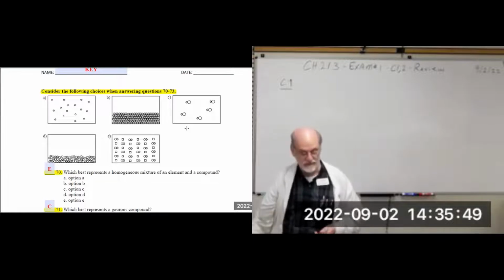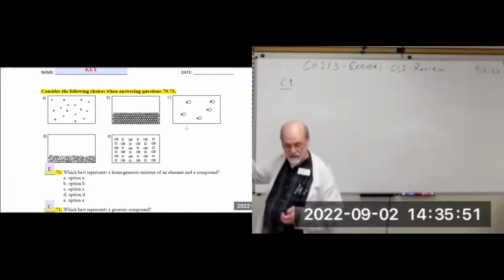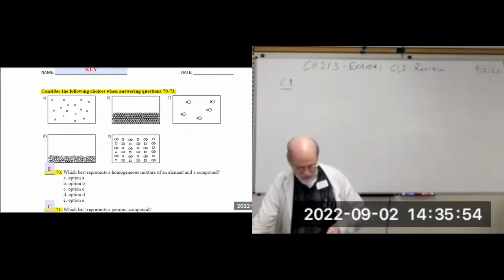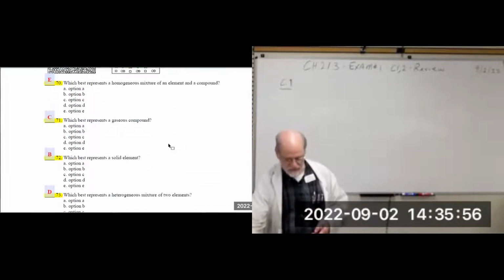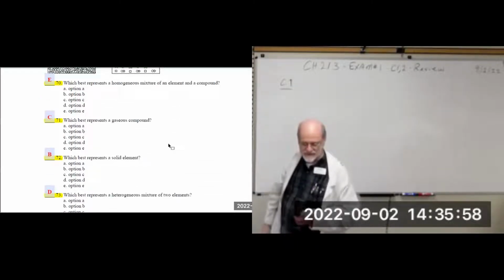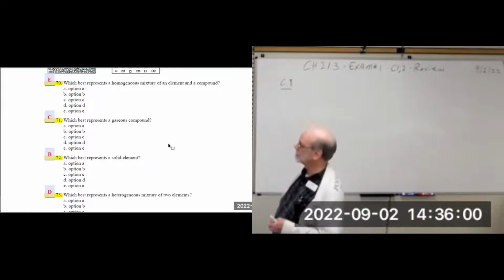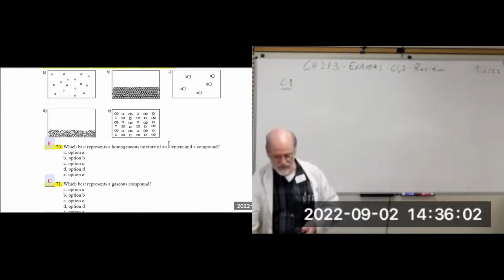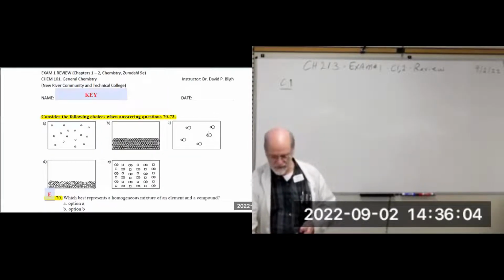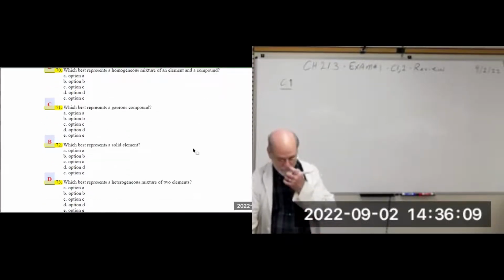It was that last one, right? Element and a compound, and they're homogeneous. So E's for 70. Which best represents a gaseous compound? A gaseous compound, right there, C. That's a compound, and they're far enough apart to be a gas.